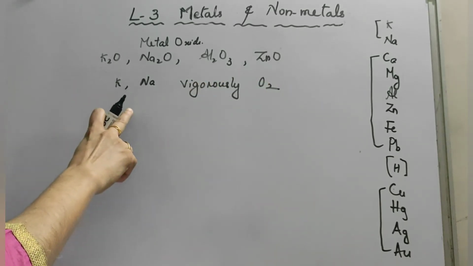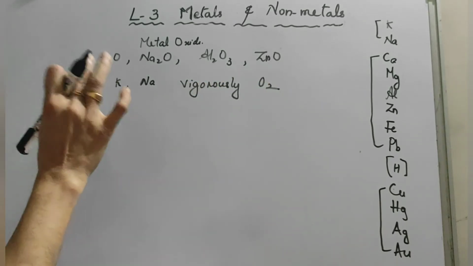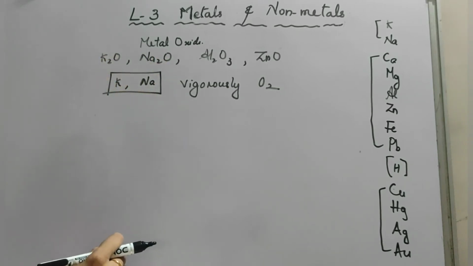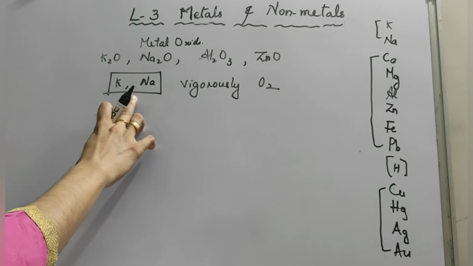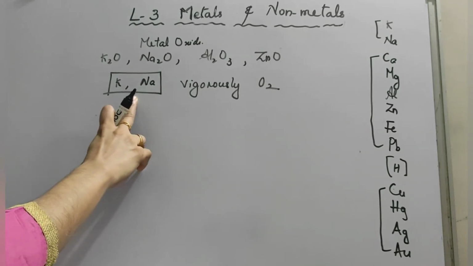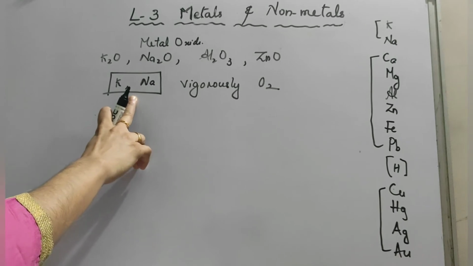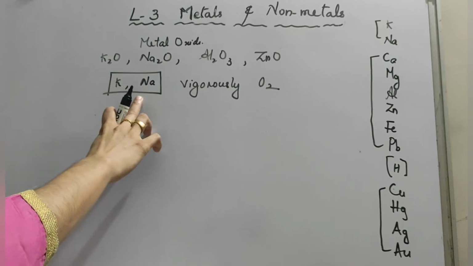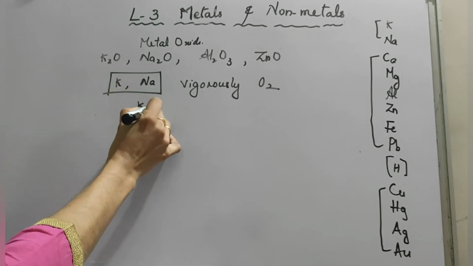and they catch fire if kept open. This is the main important thing in the case of sodium and potassium. We already know that these two metals are soft metals also, but highly reactive, and they catch fire if kept open. Hence, to protect them and to prevent accidental fire, we keep them immersed in kerosene oil.